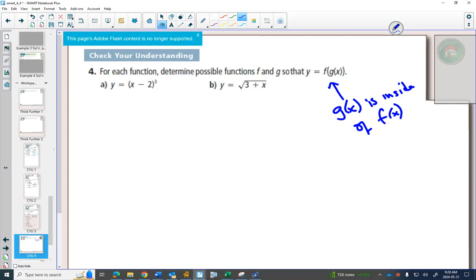Okay? In A, can you see that the x minus 2 is inside of getting cubed? So we can make our inside function the x minus 2. And what's happening to that x minus 2? It's getting cubed, so our outside function is cubing.